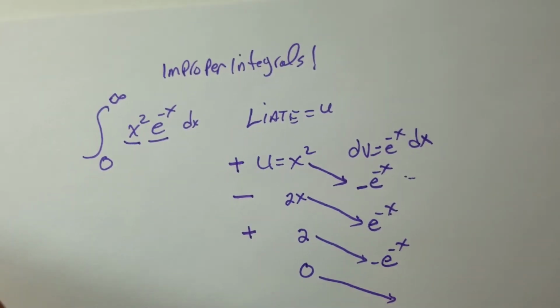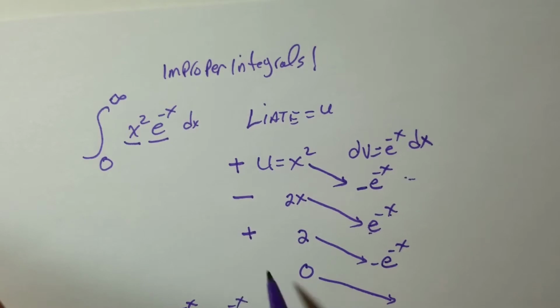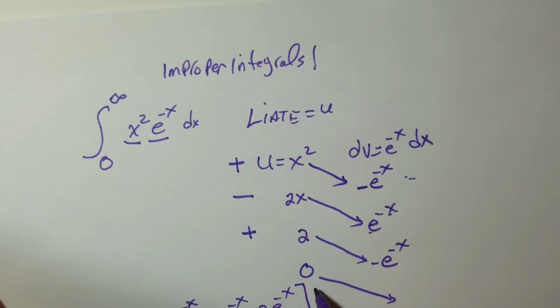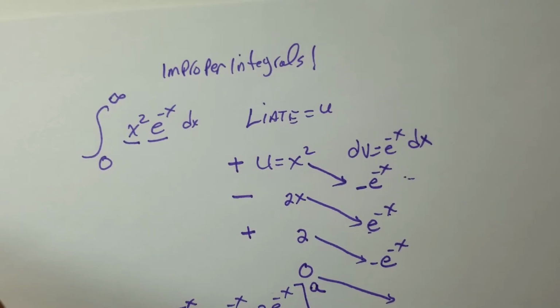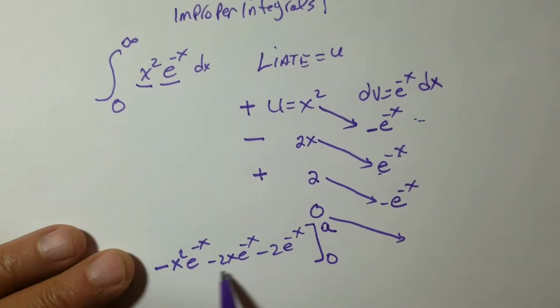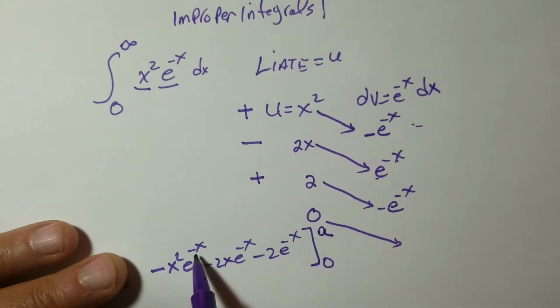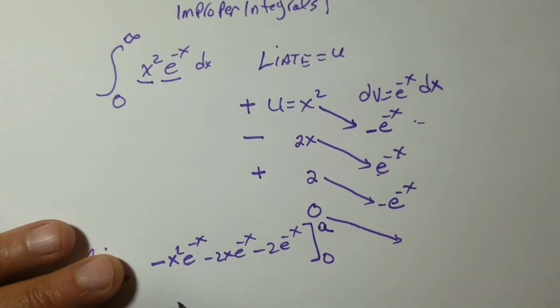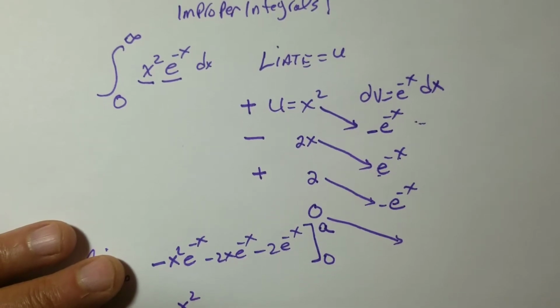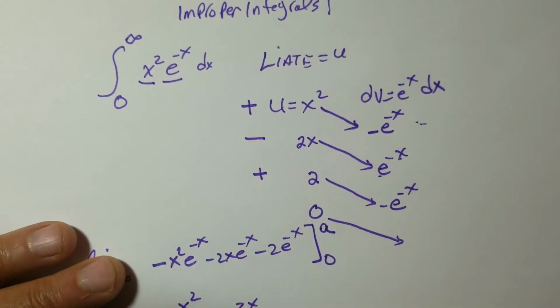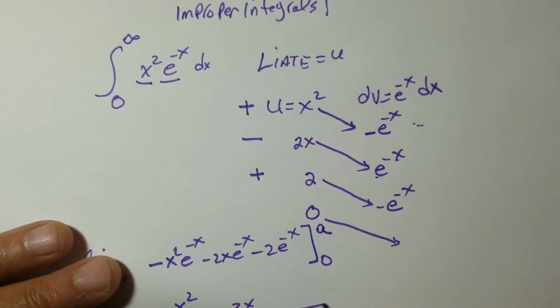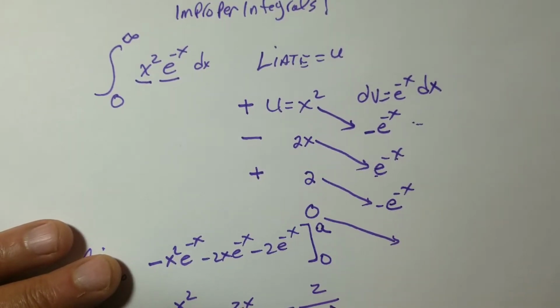Therefore, your answer is going to become negative x squared e to the power of negative x, minus 2x e to the power of negative x, and minus 2e to the power of negative x. And this has to go from 0 to infinity, but I cannot put infinity. I put a, and I'm going to take the limit as a approaches infinity. First, I'm going to evaluate that definite integral, but since I have a negative exponent, I'm going to move it downstairs to make my life a little bit easier, because I know anything divided by infinity makes it 0.